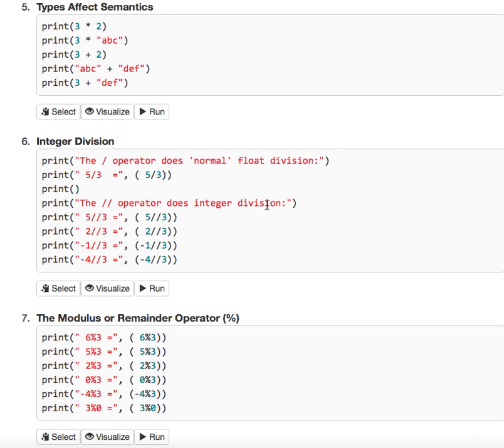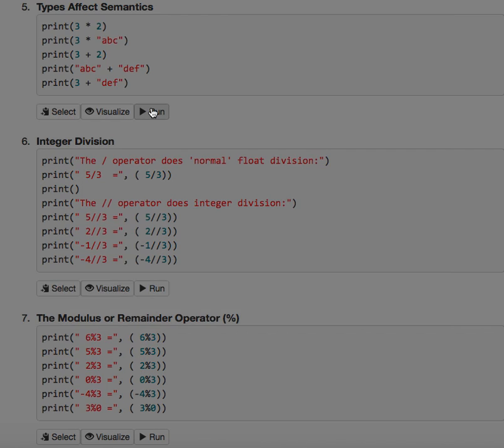What does it mean when you do 3 times 2? Well, 3 star 2, I should say. So the asterisk has a meaning, and we take it to mean times. But what does times mean? And times can mean something different for integers than it does for, say, an integer and a string. And in fact, that's exactly what happens.